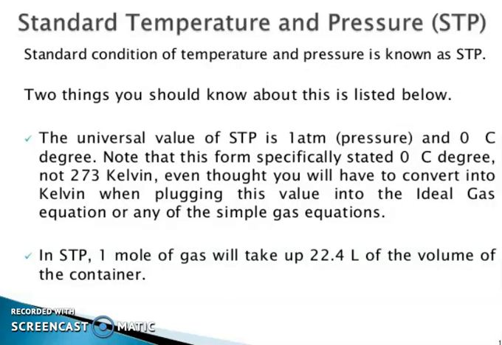Standard temperature and pressure, STP. What is the meaning of STP? Two things you should know about this are listed below. The universal value of STP is 1 atm at 0 degrees Celsius. Note that this form especially states 0 degrees Celsius, not 270 Kelvin, even though you will have to convert into Kelvin when plugging this value into the ideal gas equation or any of the simple gas equations. At STP, 1 mole of gas will take up a volume of 22.4 liters of the container.